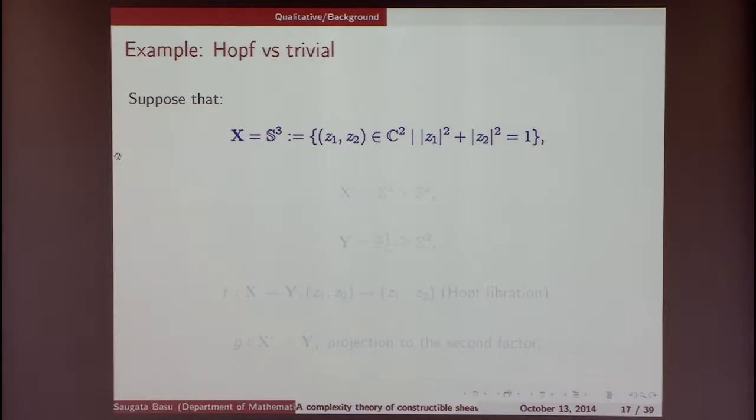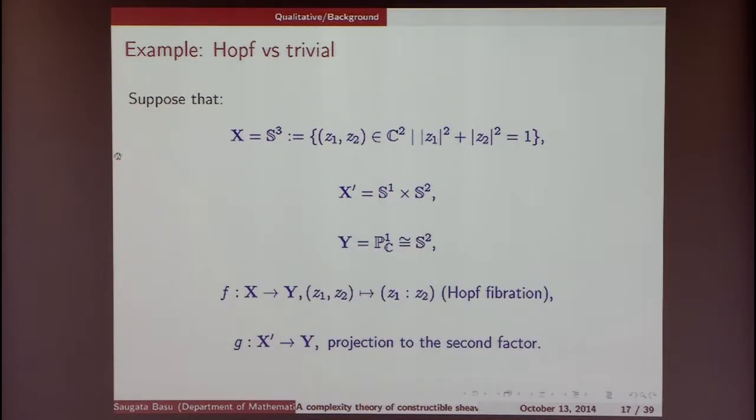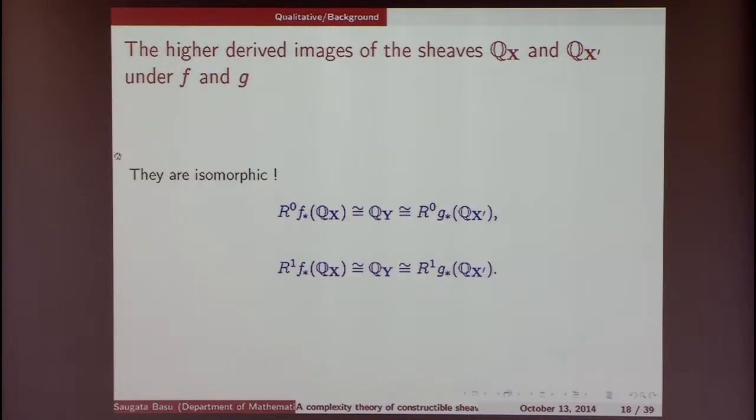Yeah, so this example that I'm going to skip because I did not get an anticipated question. Namely, the example was to show that the higher direct images themselves do not determine the object in the derived category. So if you take the Hopf fibration and the trivial fibration, with the sphere, and you look at the higher, I'm just going to skip this very quickly.